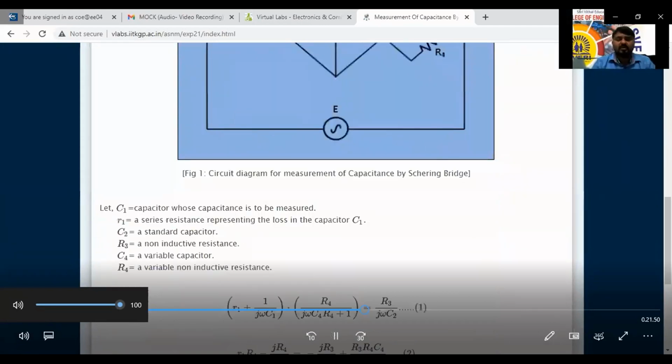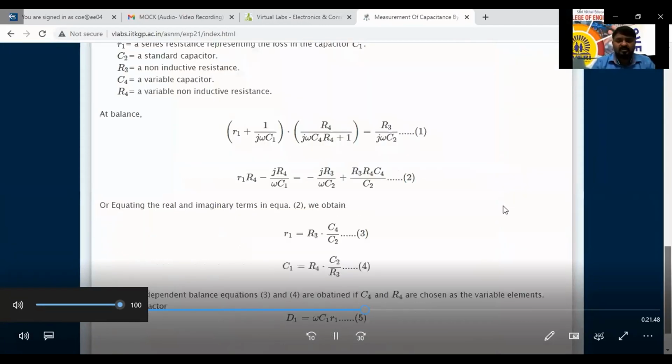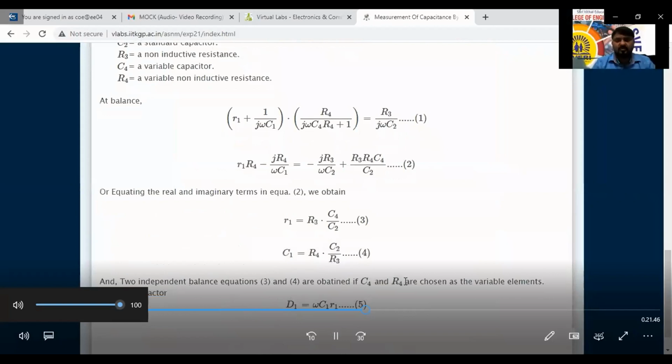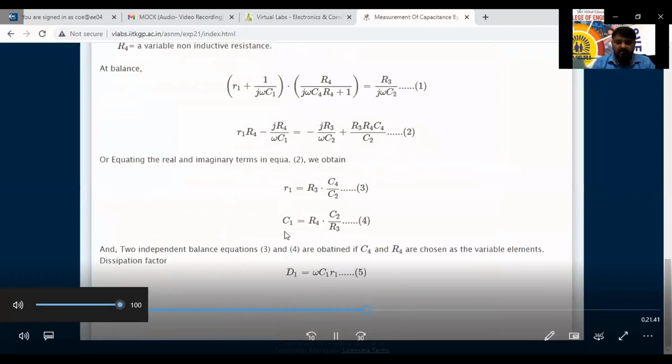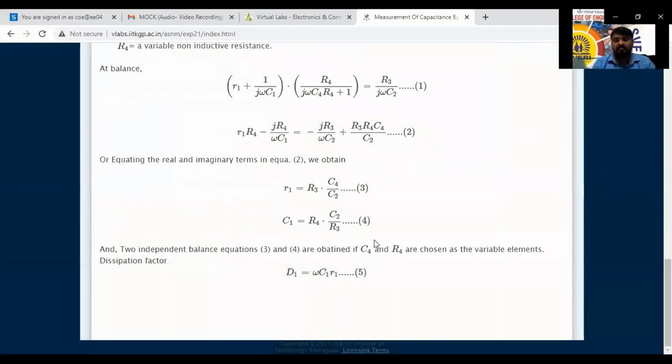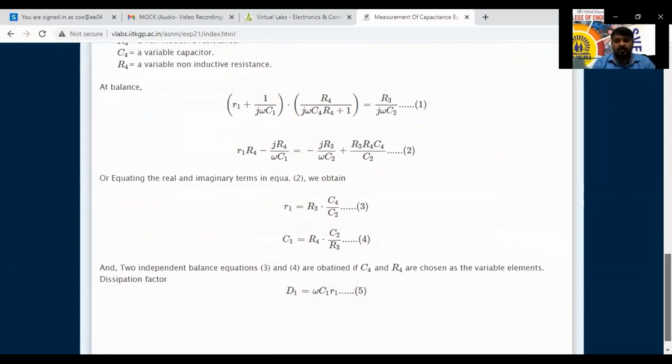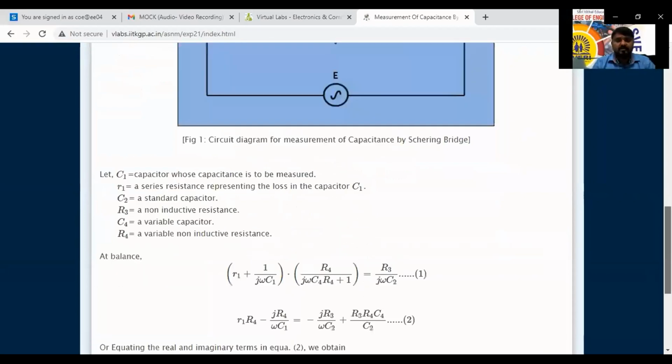Same thing, whatever diagrams I have taken, the image is from here. They have copied all the equations from here only. These are the R1 equation, R2 equation. You have to remember these equations. You have to note down the readings and enter them in the table. Remember the R1, C1 values here. Okay, this is the theory part, whatever we have discussed just now.